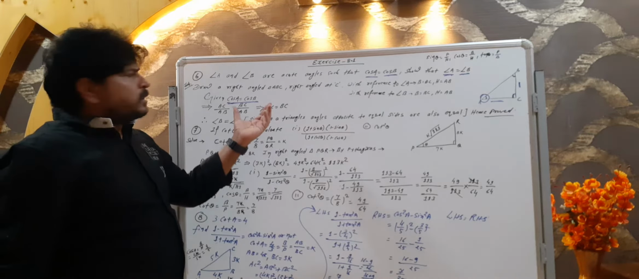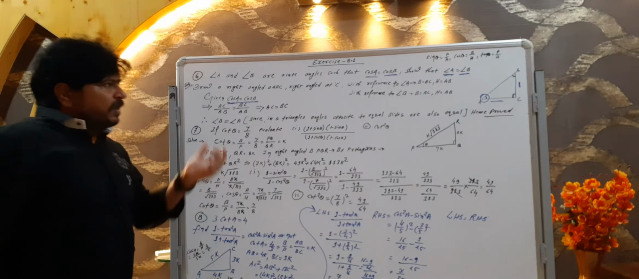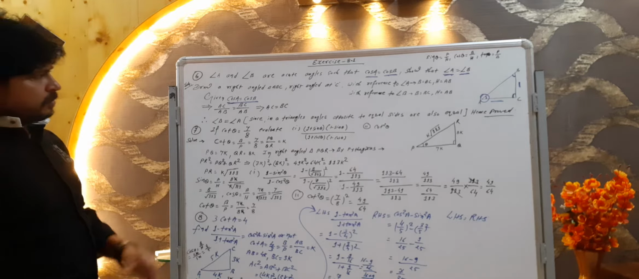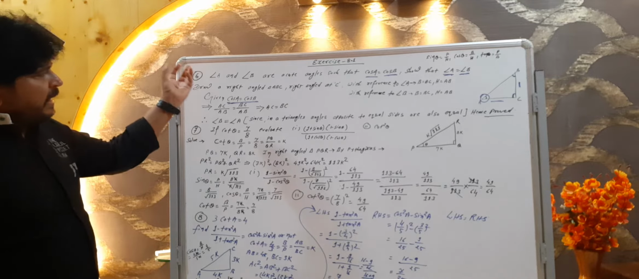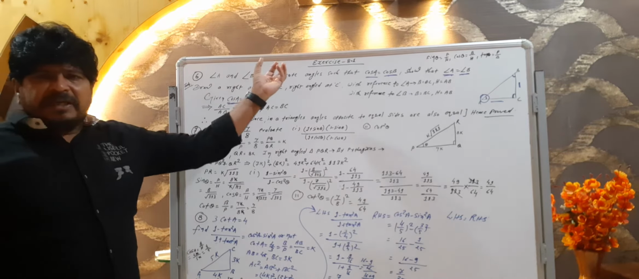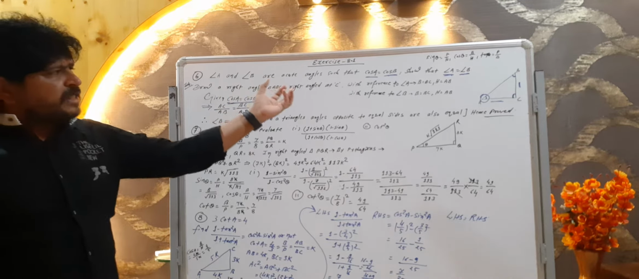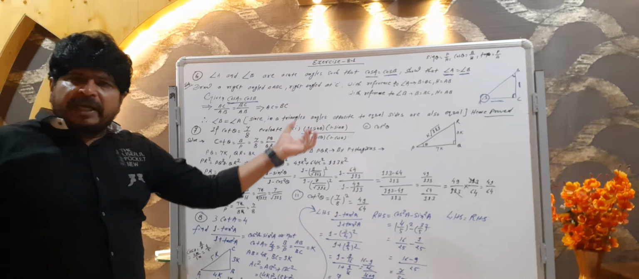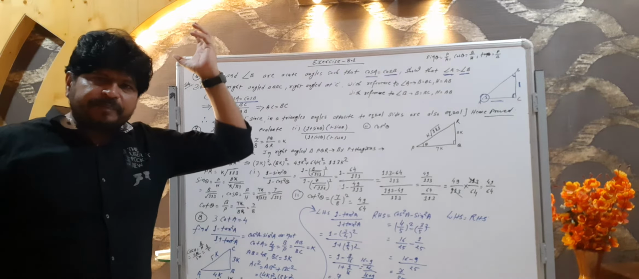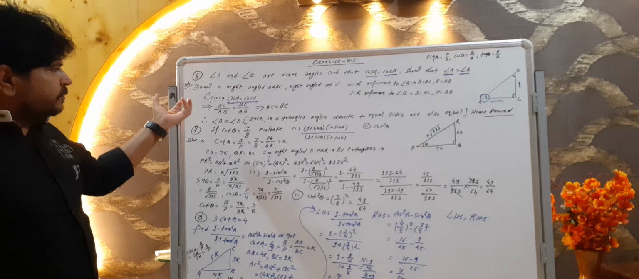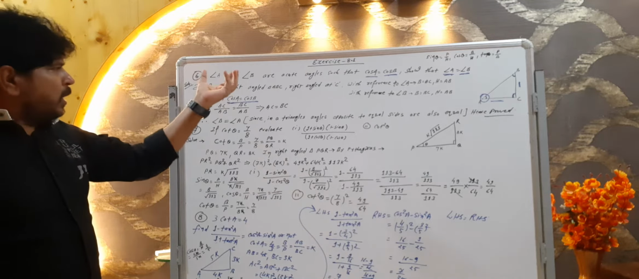Let's see here, students. Question number 6. Here, angle A and angle B are given as acute angles. Cos A is equal to cos B, and we have to show that angle A equals angle B. The given condition is cos A is equal to cos B.